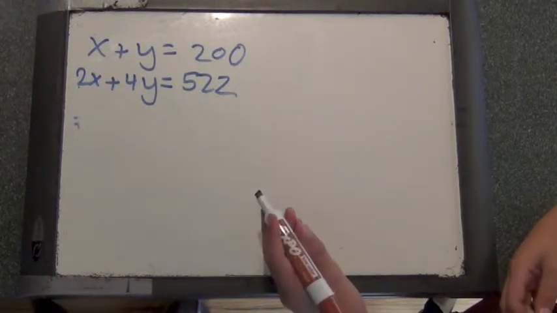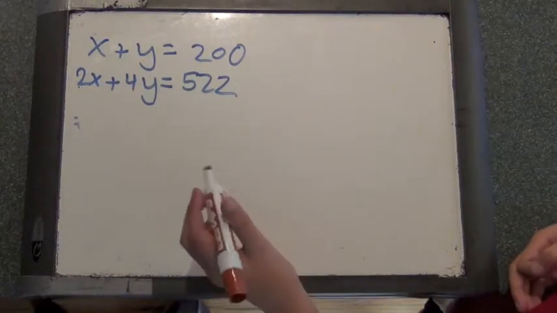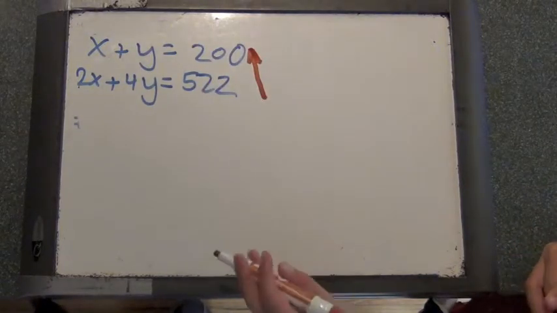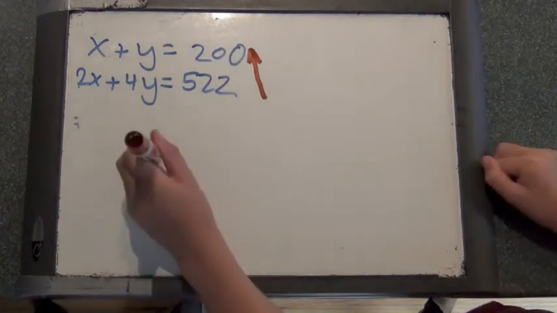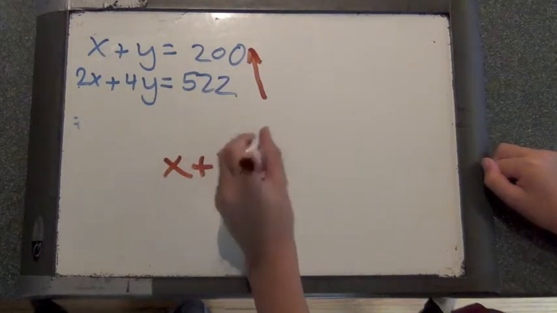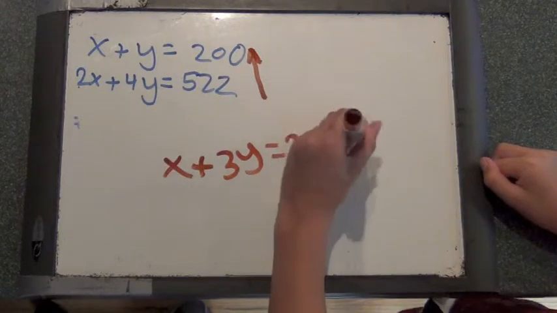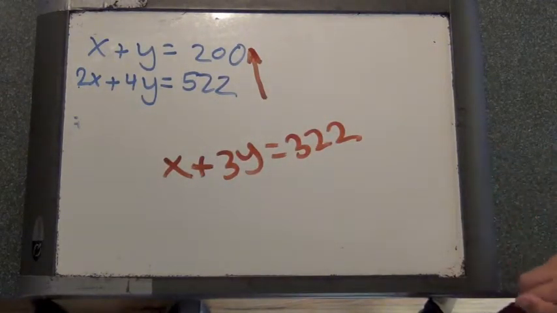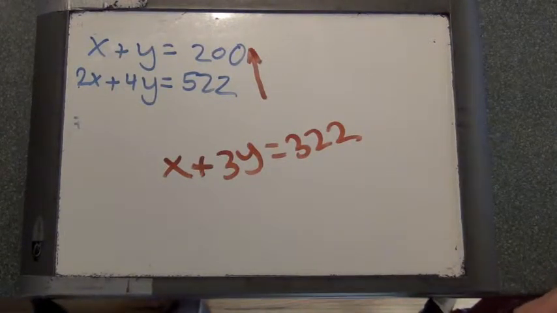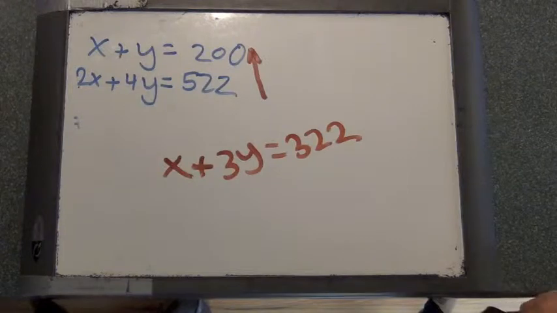Well, we could subtract this way. We'd get X plus 3Y is 322. X plus 3Y is 322, okay. But that still isn't really helping us find out what X and Y are. Right, that didn't eliminate a variable. But that's okay. That's an interesting first step, and we could use that to help.